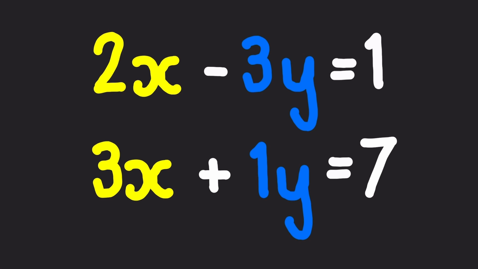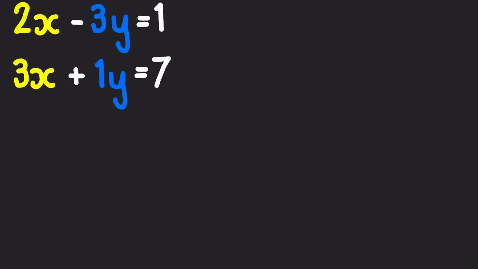In today's video, we're going to be using two equations to solve for two variables. Equation 1 says 2x minus 3y equals 1. Equation 2 says 3x plus y equals 7. I want to solve for x and y. So how am I going to do this?